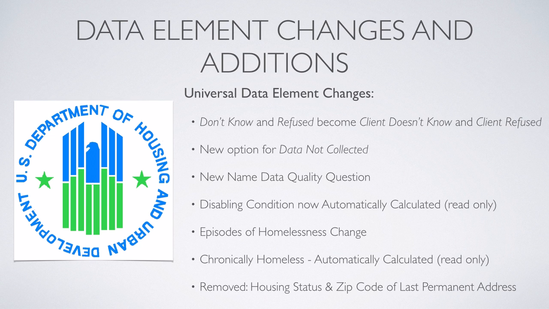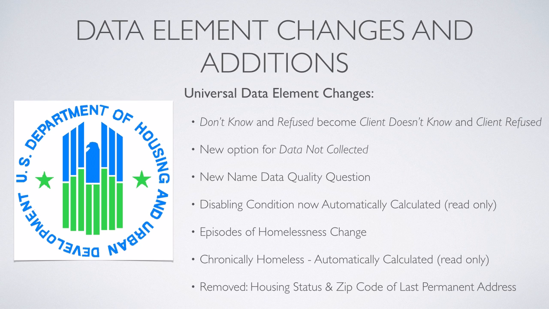The data element changes and additions, there are new things coming. First off, there's this age-old question of, if you put don't know for social security number, did the client not know? Did the person recording the data not know? And so now a lot of that ambiguity is being removed by allowing for this client doesn't know and client refused. And there's the new option for data not collected. So if the question wasn't on the form that you gave the client to fill out, now you can put data not collected.